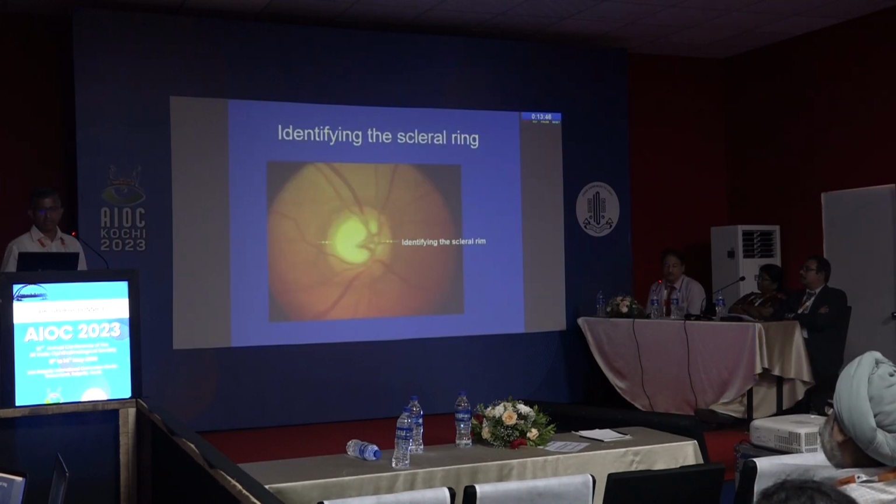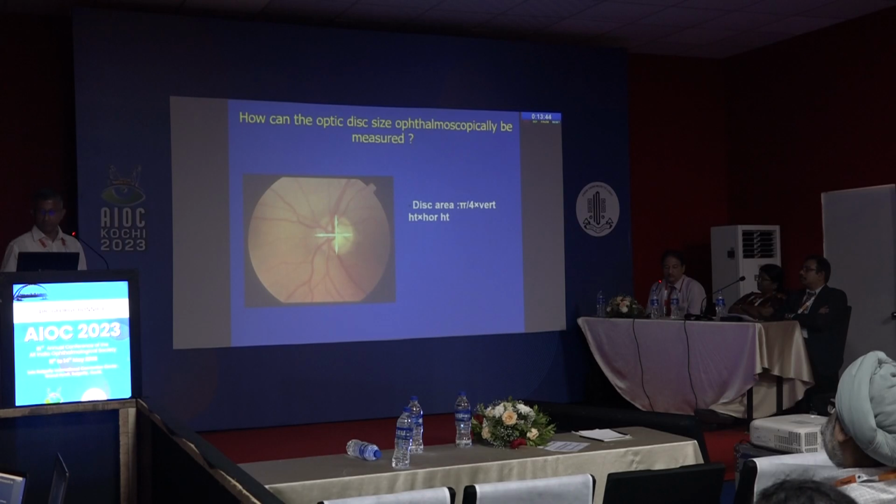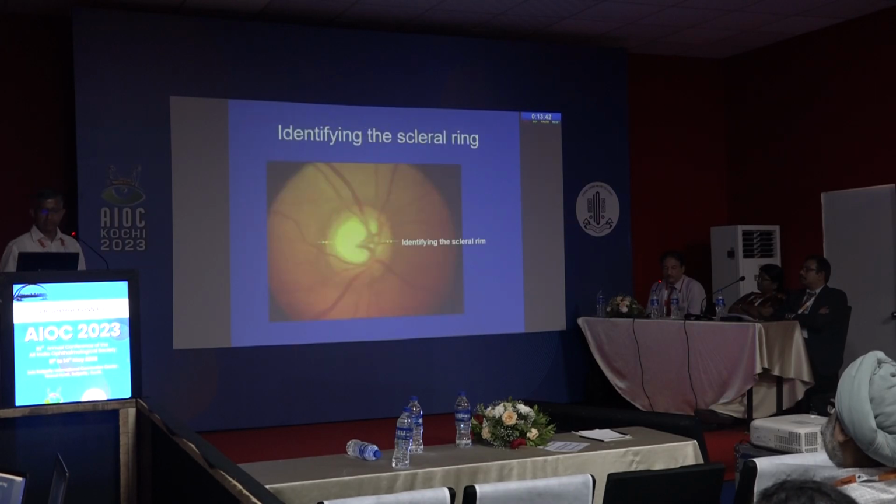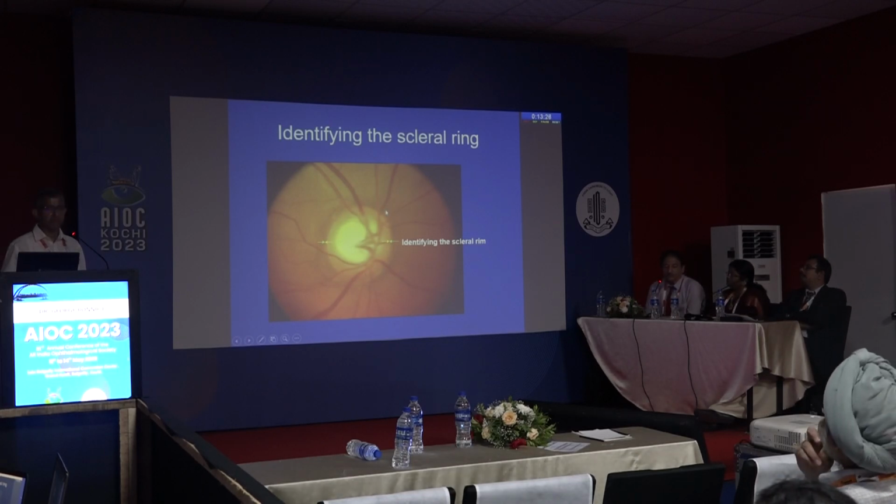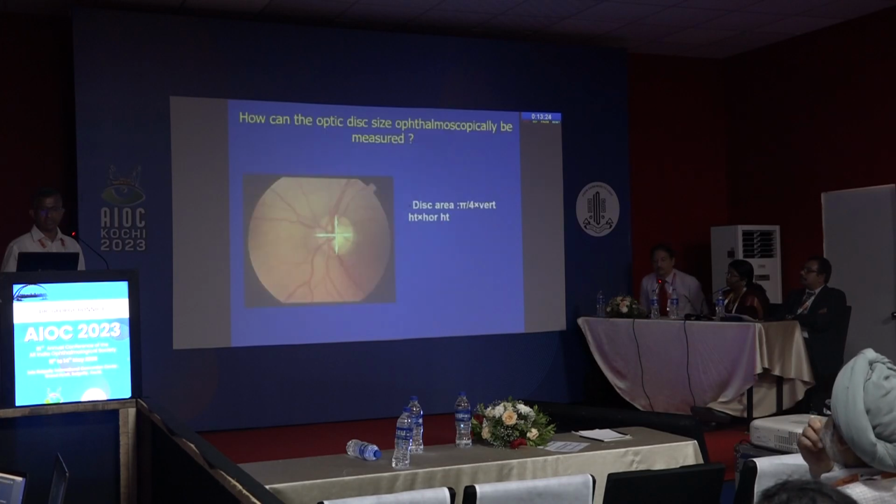So how do you identify the rim? What you do over here is look at where the vessels bend. Look at the region of the vessel bending, and that is the edge of the rim. That's the edge of the cup. The rim is this whitish, slightly elevated line that you will see all around. It's sometimes a little difficult to identify in myopes, but most of the time you can identify it fairly simply.